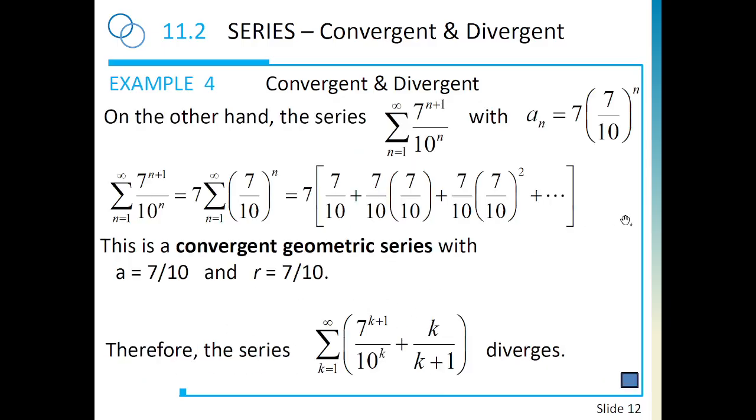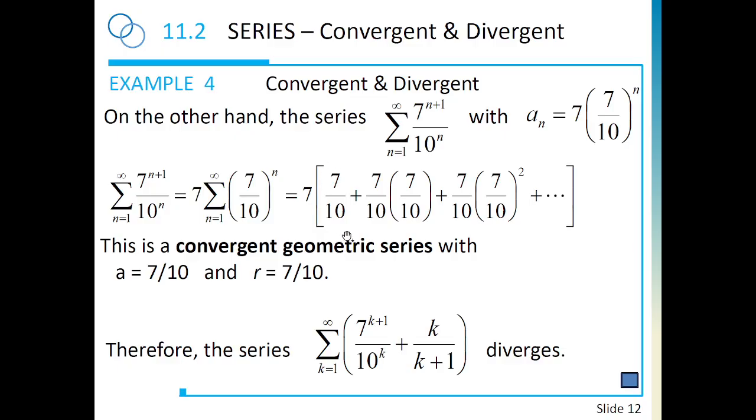Let's see what happens with the other series. We have here 7 to power n plus 1 divided by 10 to power n. The powers are not exactly the same, so we will rewrite the general term so that the power upstairs and downstairs is the same. So 7 to power n plus 1 is 7 times 7 to power n, obviously. Now we have this general term, and we can write this geometric series.